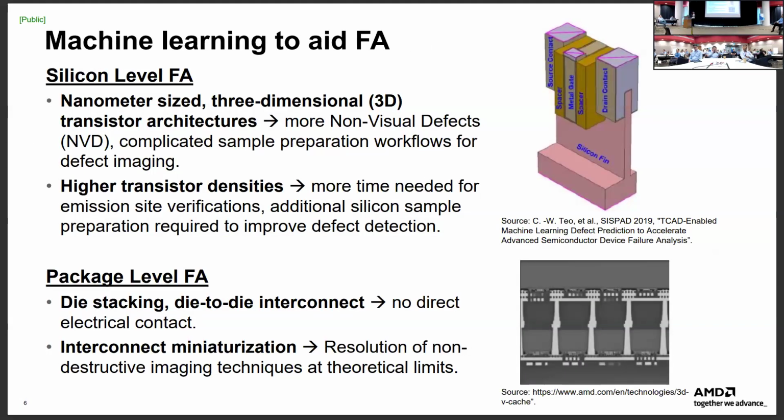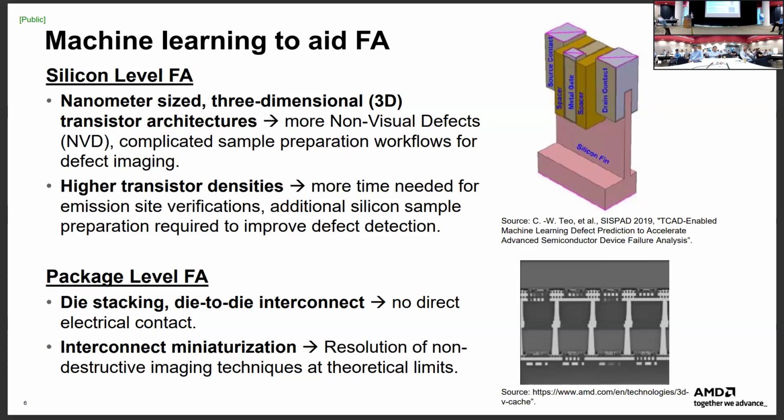So how does machine learning aid in FA? At the silicon level, as you know, transistors are getting smaller and smaller and the architectures are getting more and more complex. Looking for defects is like looking for a needle in a haystack. And we are seeing more and more non-visual defects. This complicates the way we do sample prep in order to expose the defect. With higher densities and stacking as well, you need more time to do the sample prep and do it well, so that you can continue to do further isolation to actually get to the failing transistor.